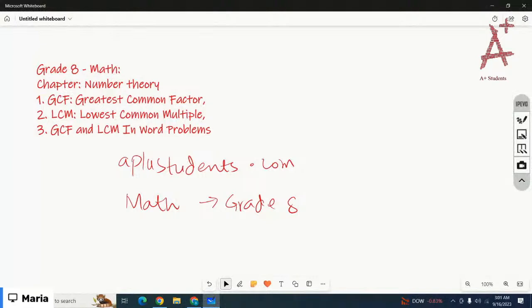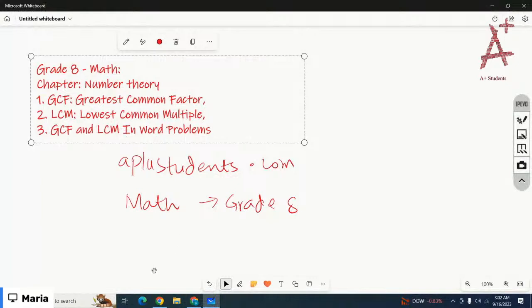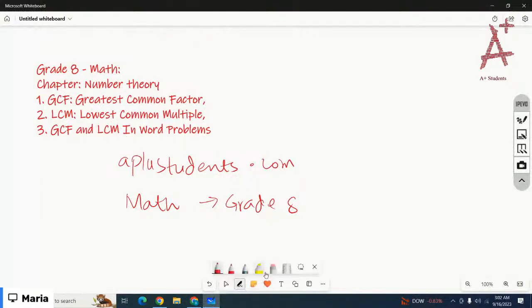The lessons we're going to cover today are greatest common factor GCF, least common multiple LCM, and LCM and HCF in word problems. So please make sure you have your notebook and pencil so that you can note down the important examples and definitions as well. Let's start with the first lesson, that is GCF. So what do you know about GCF? What is GCF?